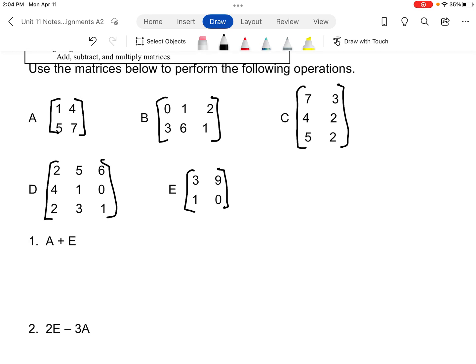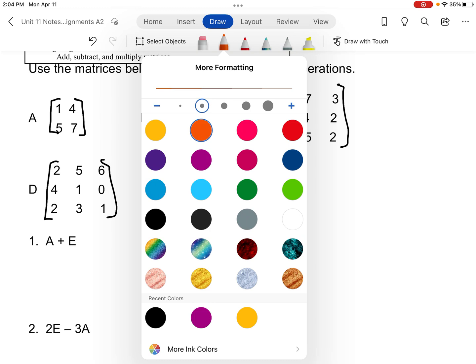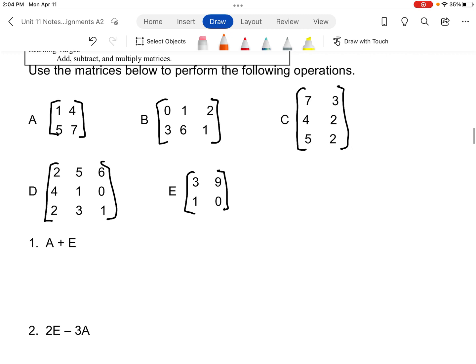So I'm giving you 5 matrices, A, B, C, D, and E. So typically, one of the first things I like to do is just label the dimensions of my matrices. So this first one, a 2 by 2. We've got a 2 by 3, 3 by 2, 3 by 3, then a 2 by 2. Okay. So the reason we do that is because we have certain rules whenever we are adding and subtracting and multiplying matrices.